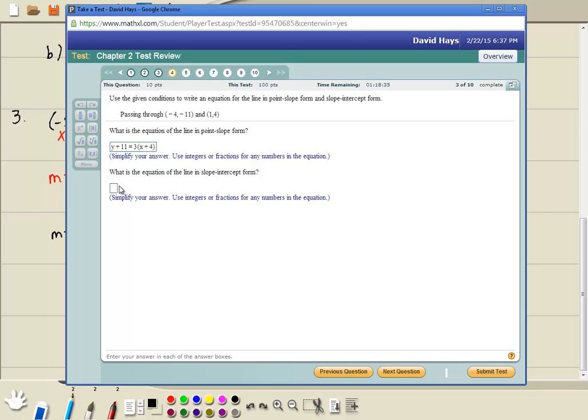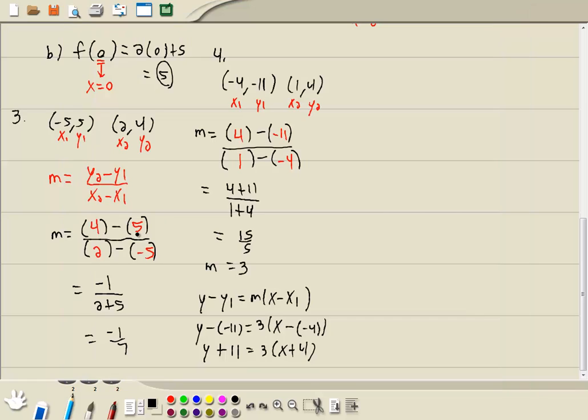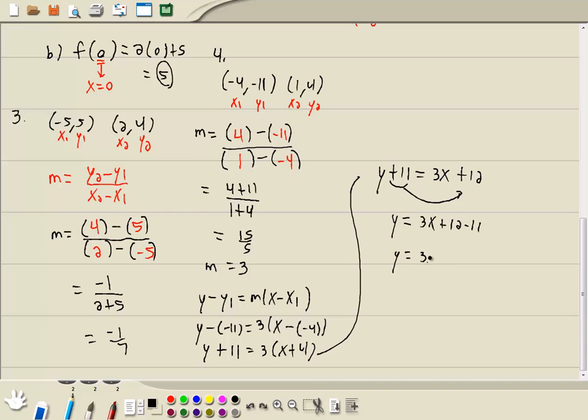Okay. Now in slope-intercept form, this means you solve for y. So we'll go through our process. We got y plus 11 is equal to, distributive property, 3 times x is 3x. 3 times 4 is 12. I want to get y by itself, so I take 11 over, and we got y is equal to 3x plus 12 minus 11, which is y is equal to 3x plus 1. And that's our slope-intercept form.